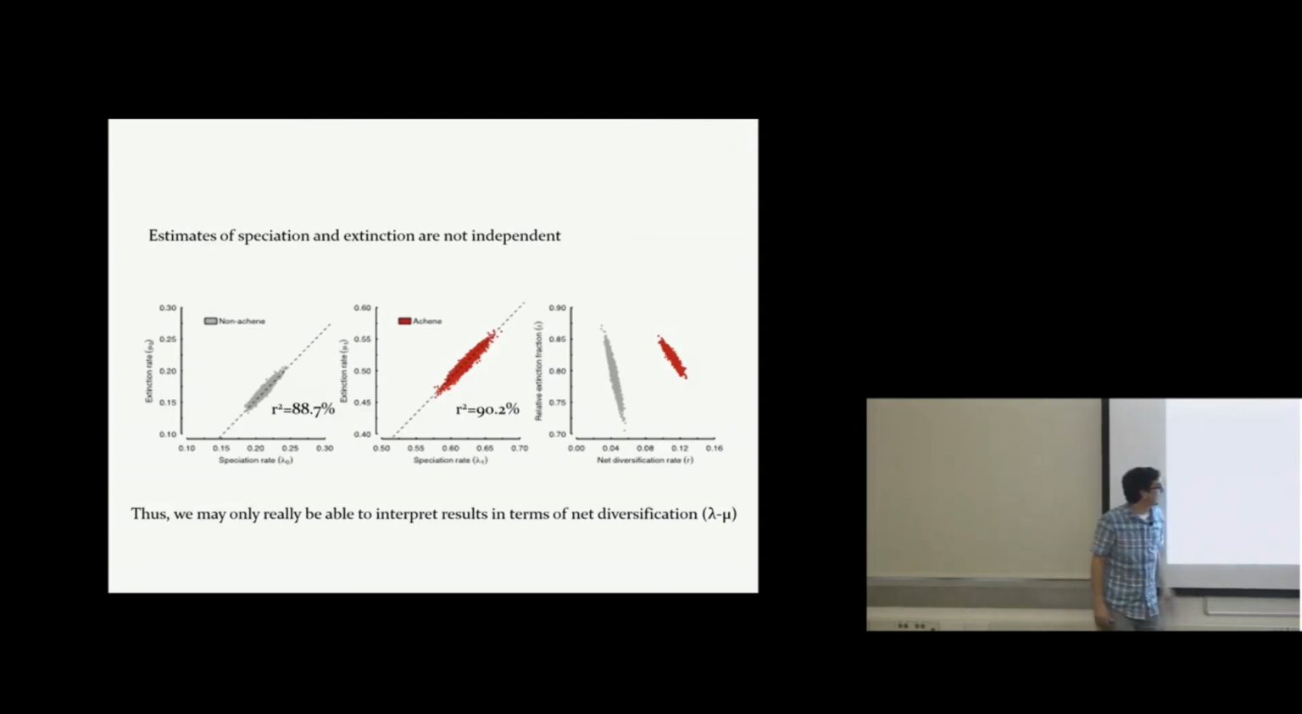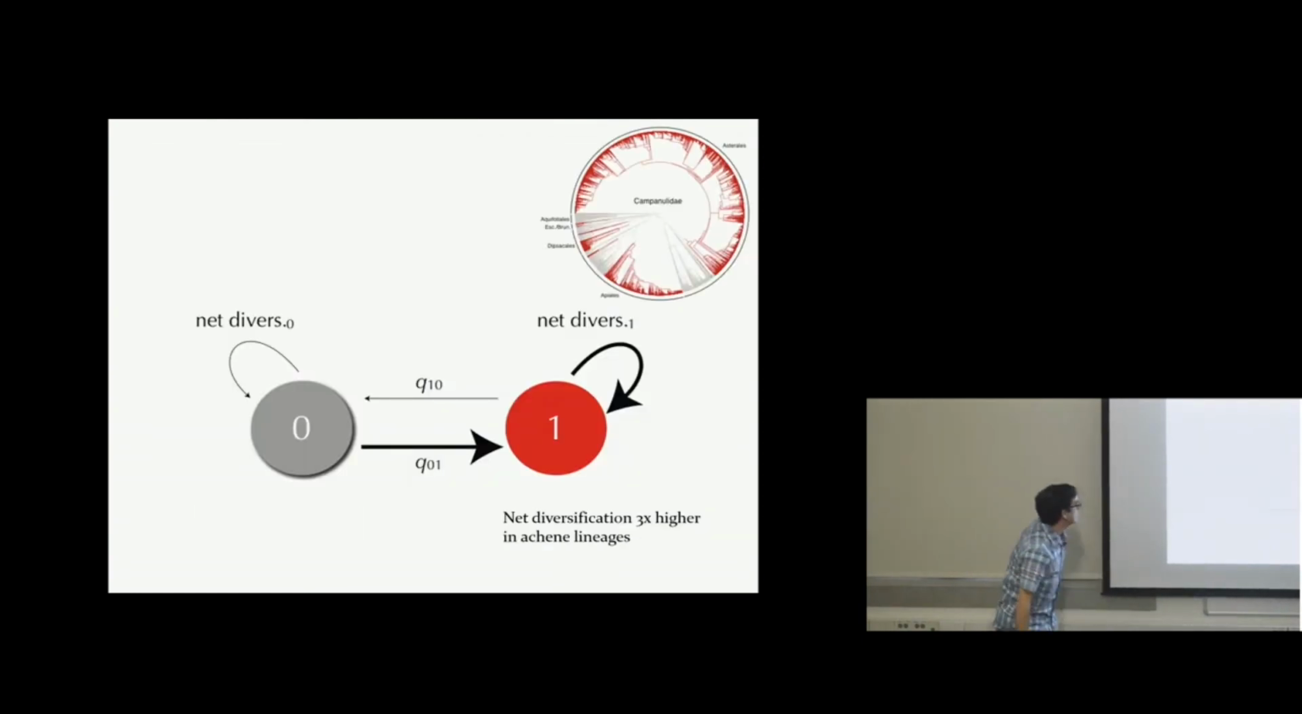But what we found was that if we transform these into something called net diversification rate, so just taking the speciation minus extinction, we can actually tell the two apart much, much better. So from now on, I'm just going to talk about net diversification rate within companionlets. So here's the model. We see that we transition towards that Akene, but you're more likely to have higher net diversification. In fact, it's 3 times higher in Akene lineages.